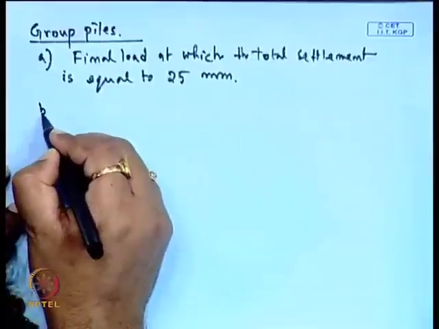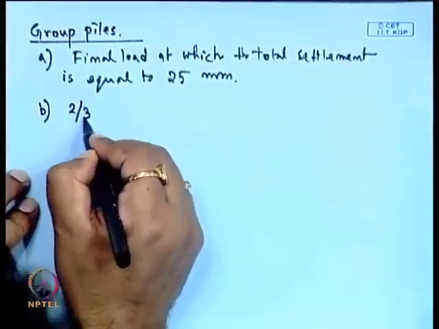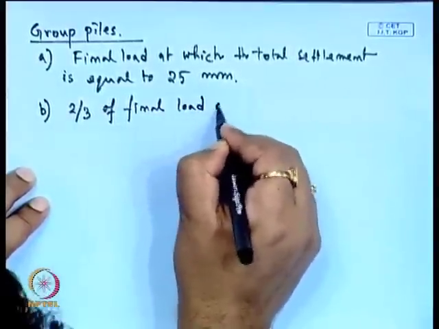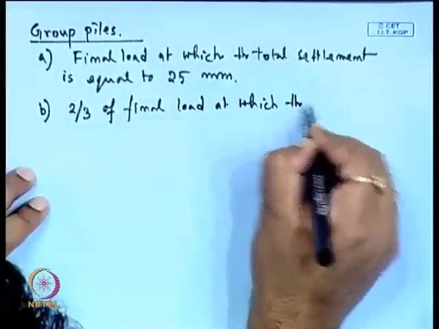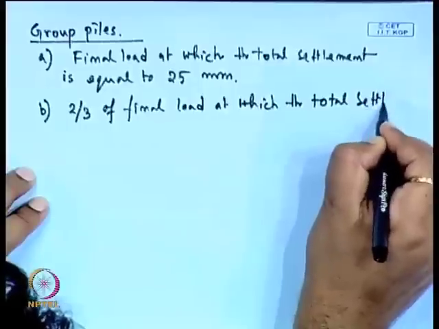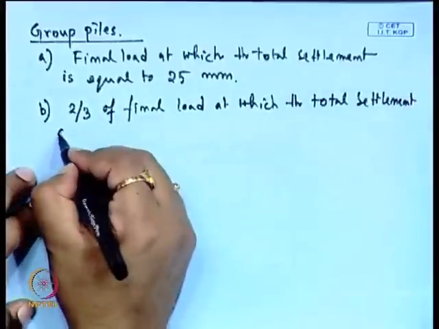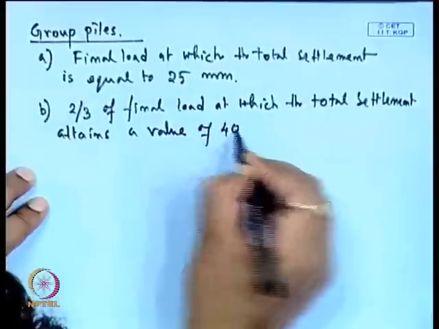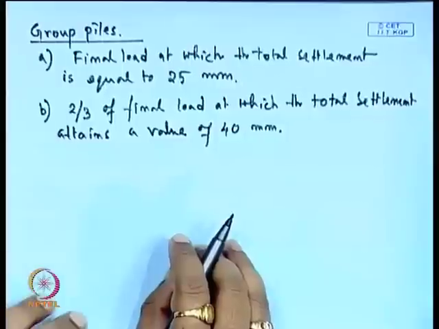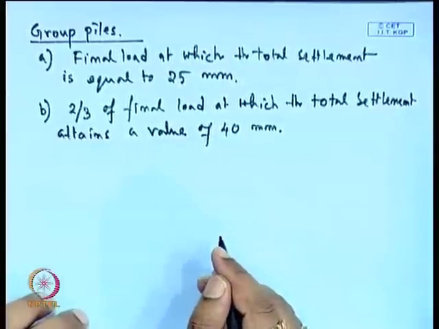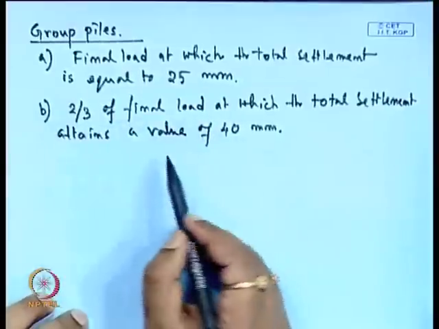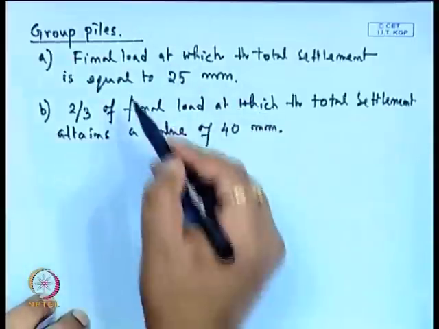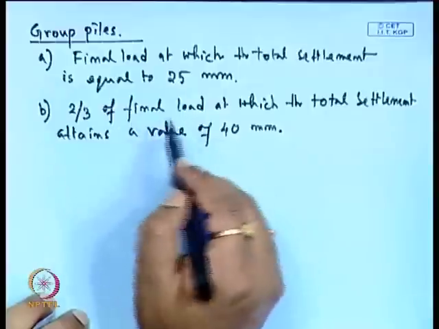If nothing is specified, then you will consider the permissible settlement of the pile group as 25 millimeter. Now, the second condition is 2/3 of the final load at which the total settlement attains a value of 40 millimeter. So, the minimum of these two we will consider as the allowable load carrying capacity of that group.